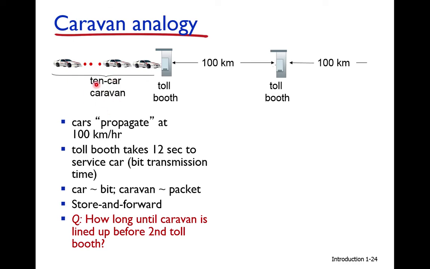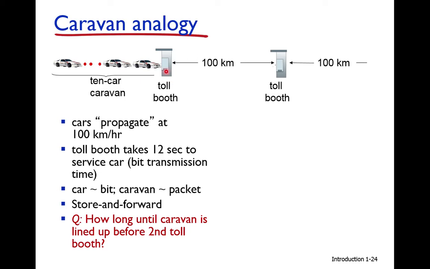Suppose this is a toll plaza, a toll booth, and this is another toll booth. There is a road connecting the two toll booths, and the distance between them is 100 kilometers.